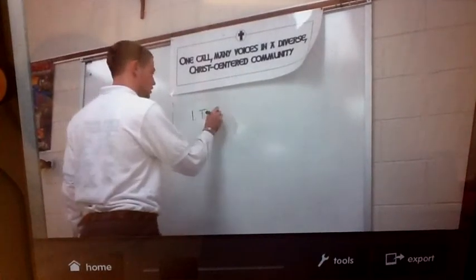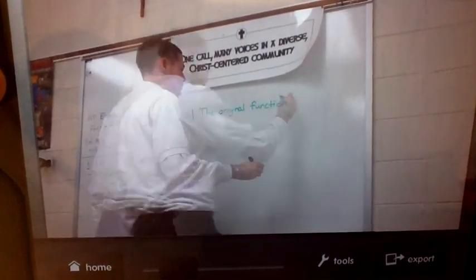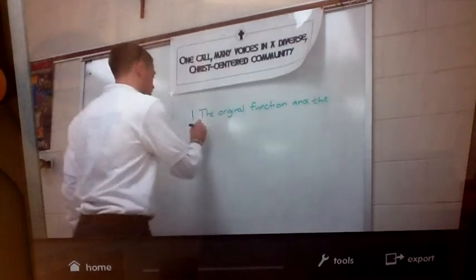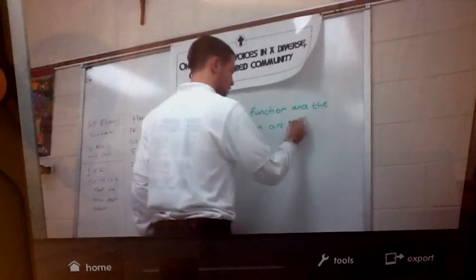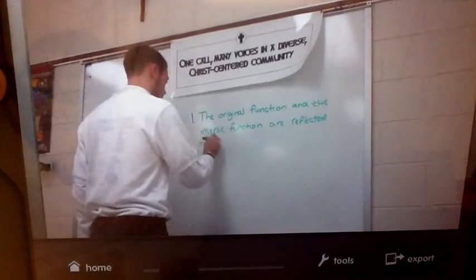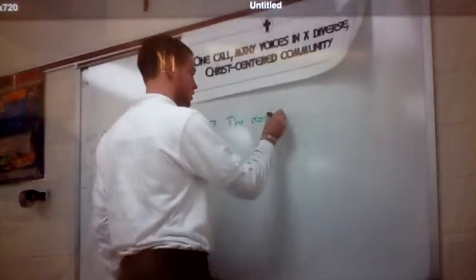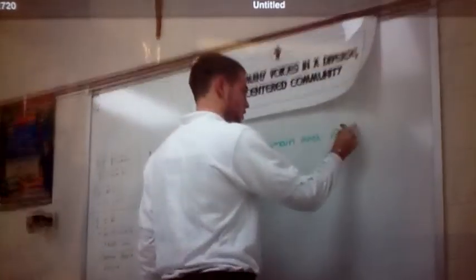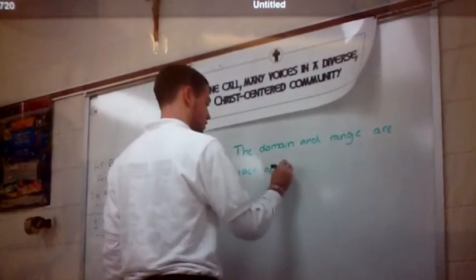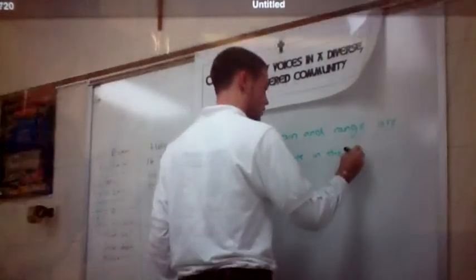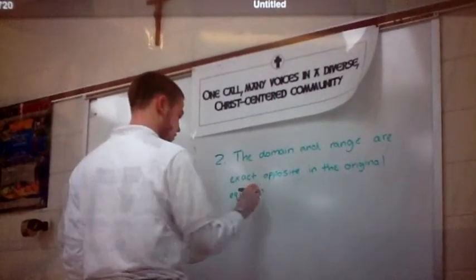The first general concept is that the original function and the inverse function are reflected over the line y equals x. The second general concept is that the domain and range of the original equation are flip-flopped in order to create the domain and range for the inverse function.